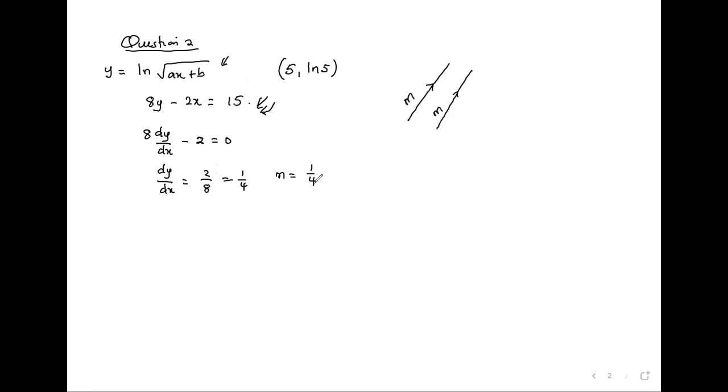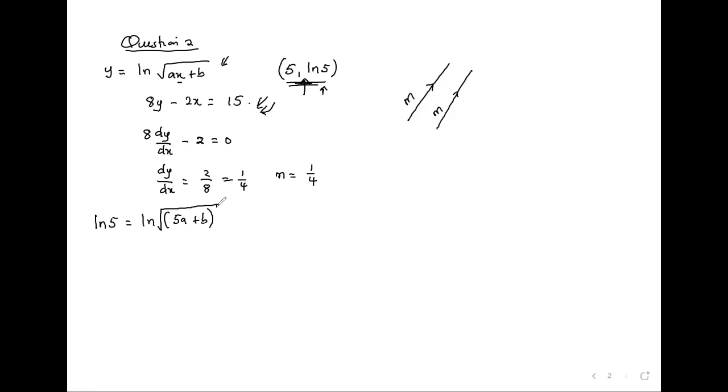Because we have it there, we are also given that the curve passes through this point. For a curve to pass through a point, it must satisfy the point. Meaning, when you take x to be 5, y is going to be ln 5. So we are going to have ln 5 is equal to ln, where there is x, we'll put 5, plus b, all under the square root.